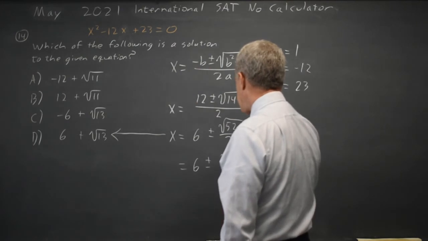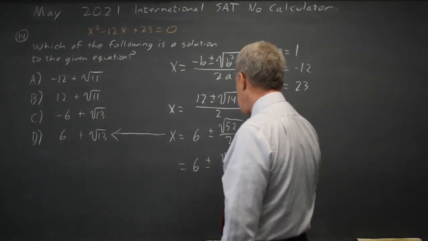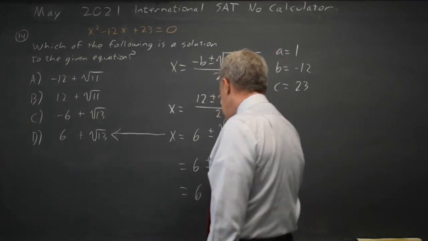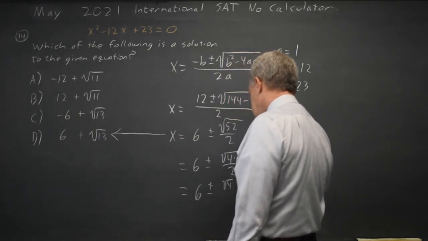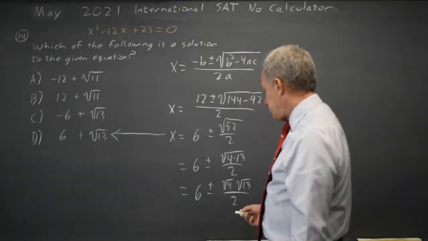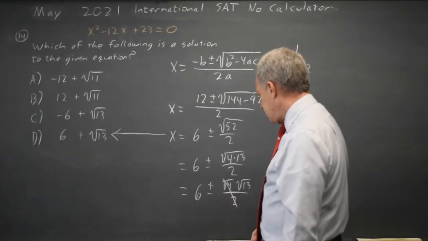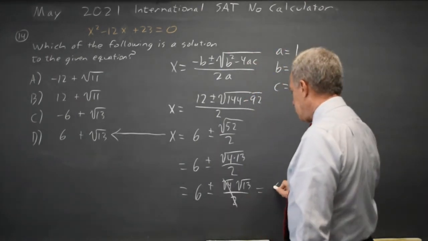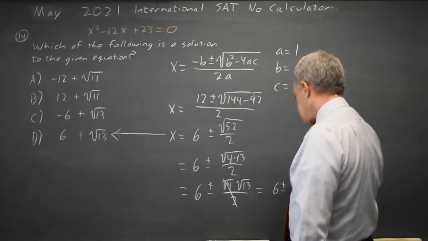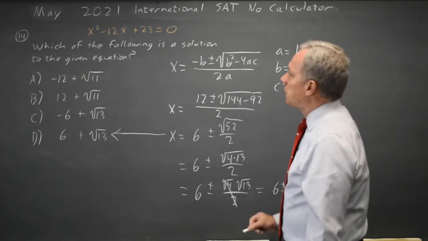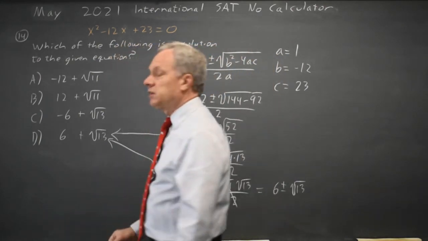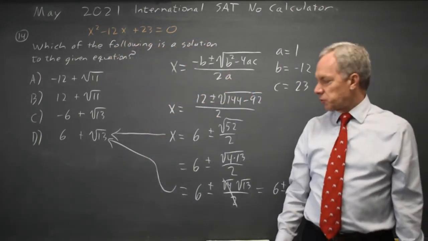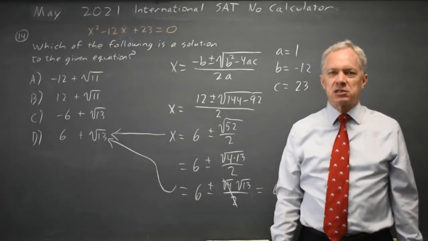The square root of 52 is the square root of 4 times 13, which is the square root of 4 times the square root of 13. The square root of 4 is 2, so root 4 over 2 is 1, and that leaves me 6 plus or minus the square root of 13. And they're asking which is a solution. 6 plus root 13 is the solution where we use the plus rather than the minus.